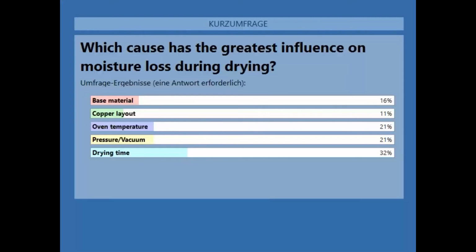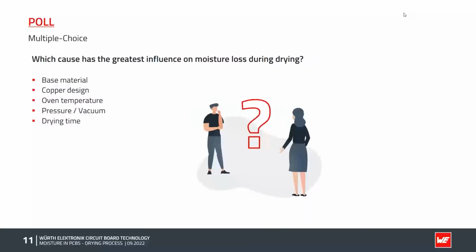16% base material. I've talked a lot about base materials and moisture absorption of different materials. Yes, but the winner or the real thing, I will show that afterwards, is the copper layout. So just 11% voted for copper layout. So we will see that the copper layout is really that thing we have to consider. Okay.